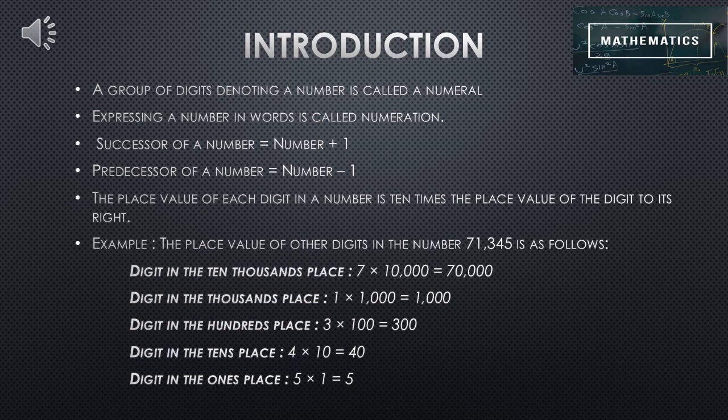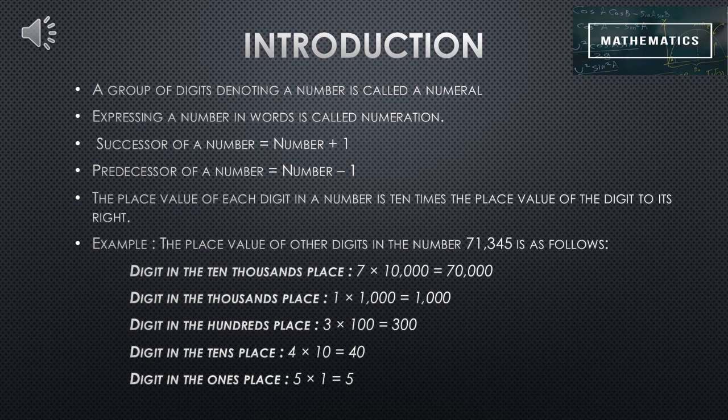Now let us consider the place values. What is the place value of 5 here? As 5 is at 1's place, we will multiply 5 with 1. So its place value will become 5 multiplied by 1, that is 5. Now come to the next digit, that is 4, which lies on 10's place. As 4 is on 10's place, we will multiply 4 with 10. 4 into 10 will become 40. So the place value of 4 is 40.